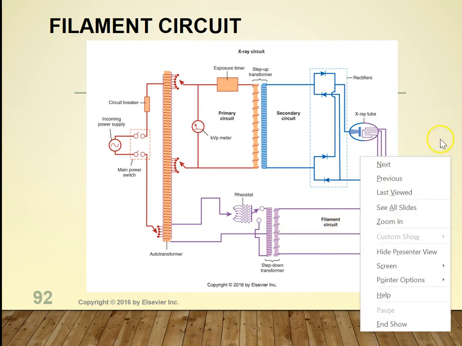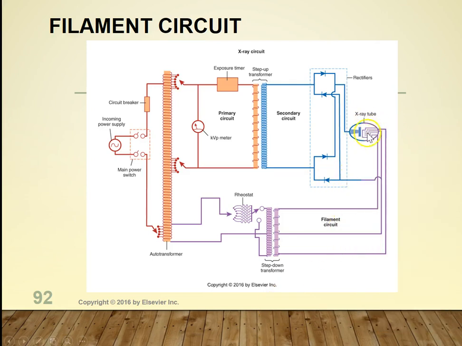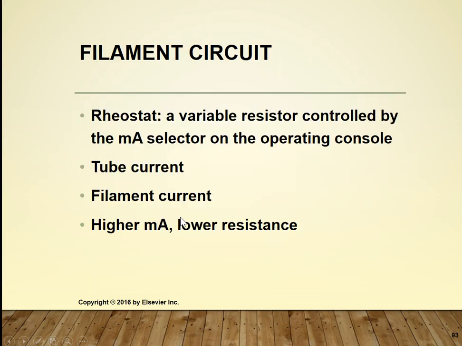So right here is the tube with the filament, and this is the filament circuit, and then this is a step-down transformer and the rheostat. Those are the 3 things. So you have rheostat, step-down transformer, and the filaments. But remember the cycle. We started here, around this way, okay? So that's how it works. The rheostat is what begins the filament circuit.